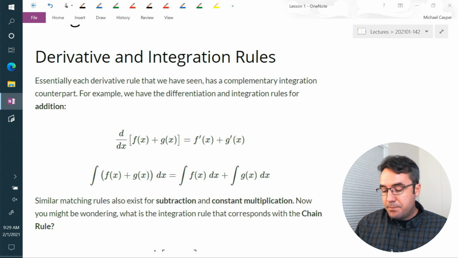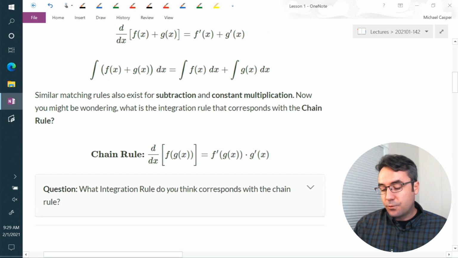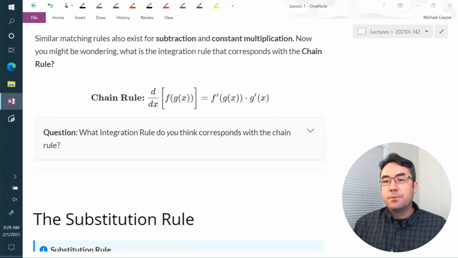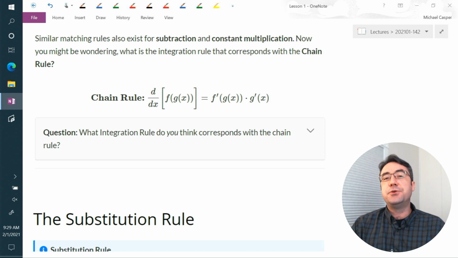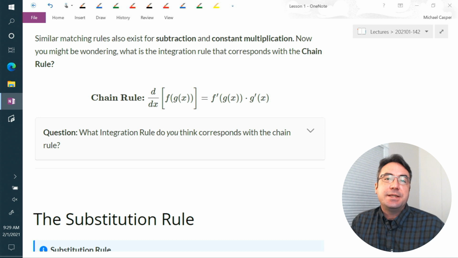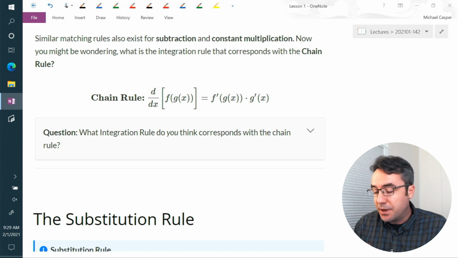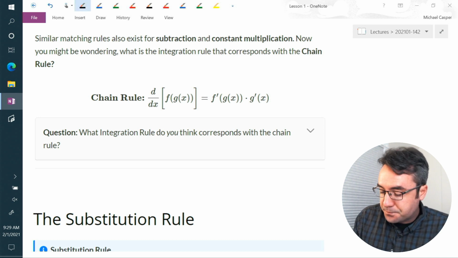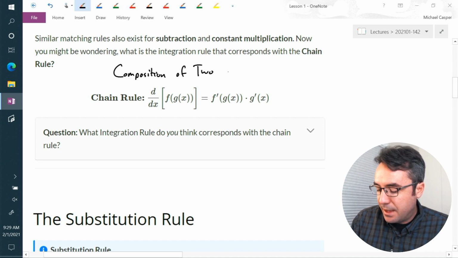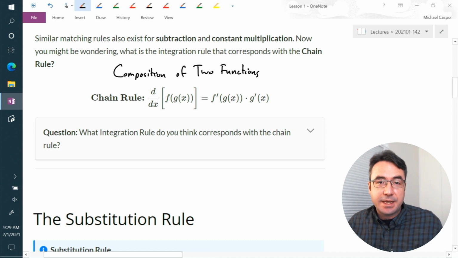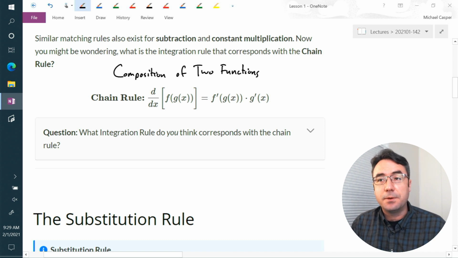Now, one of the big derivative rules that we learned was the chain rule. And this told us how to differentiate the composition of two functions. So that's the context we used for the chain rule. And we use some terminology here that's going to carry over into this next section where we talk about the substitution rule.